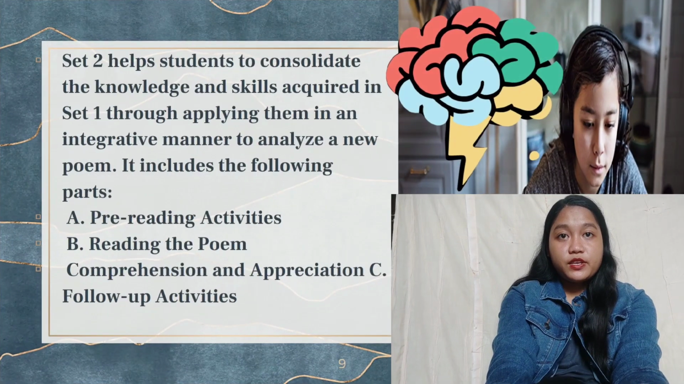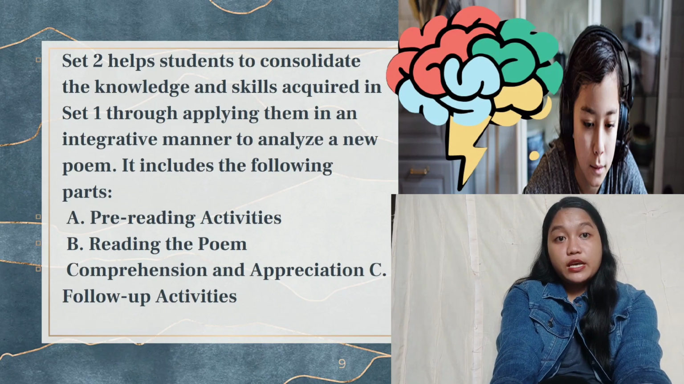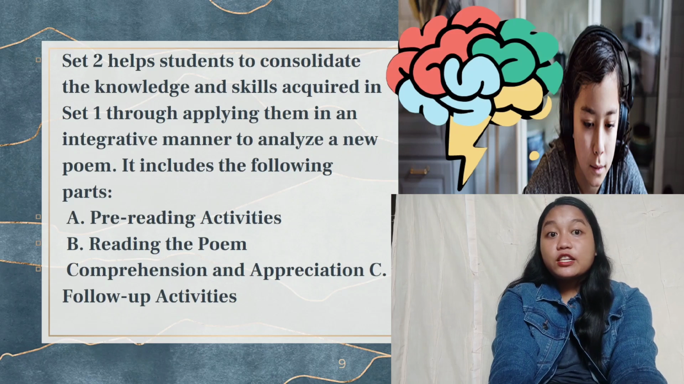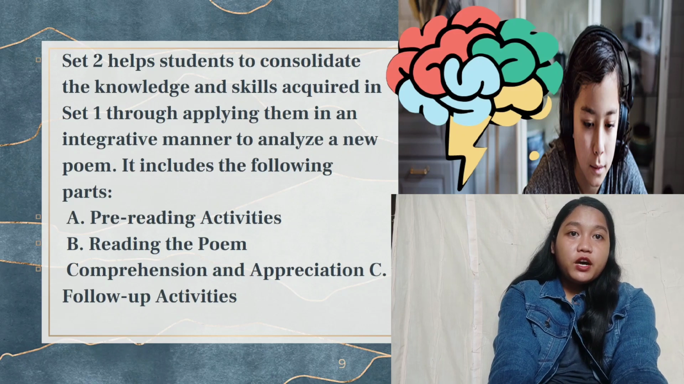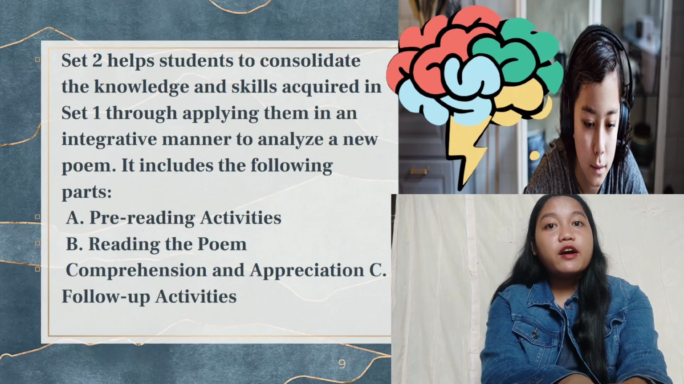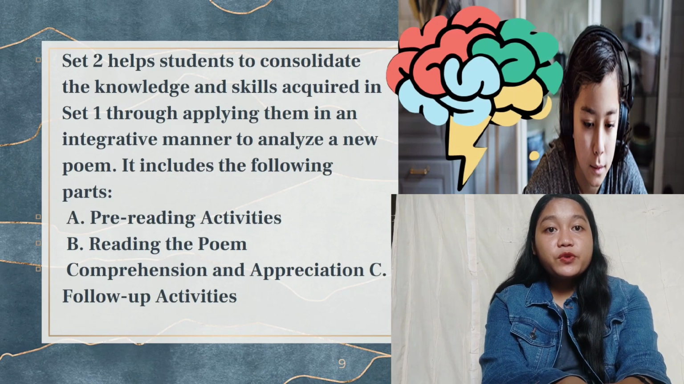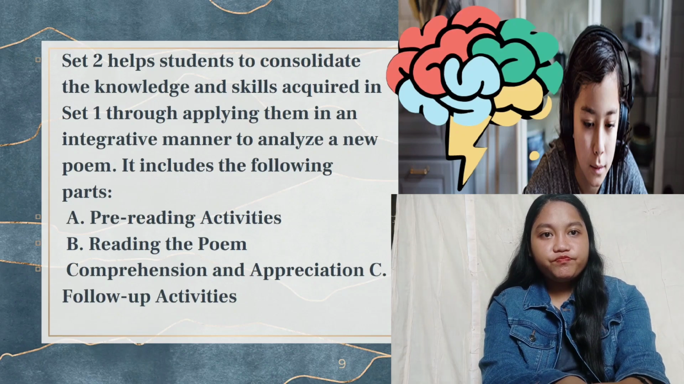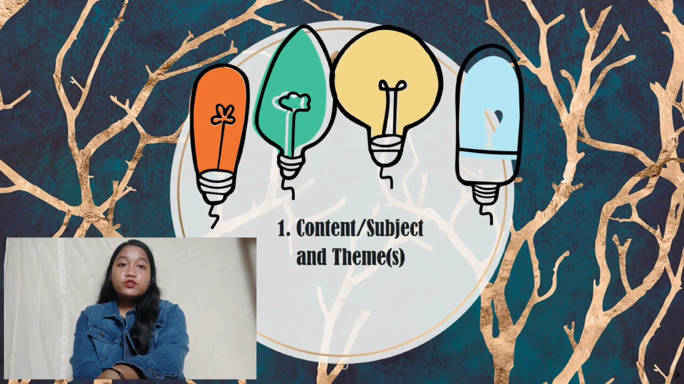Set number 2 helps students to consolidate the knowledge and skills acquired in Set 1 through applying them in an integrative manner to analyze a new poem. It includes the following parts. A. Pre-reading activities. Letter B. Reading the poem. Comprehension and appreciation. C. Number 1. Content, subject, and themes.